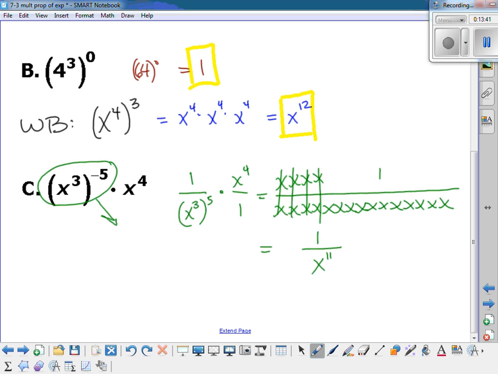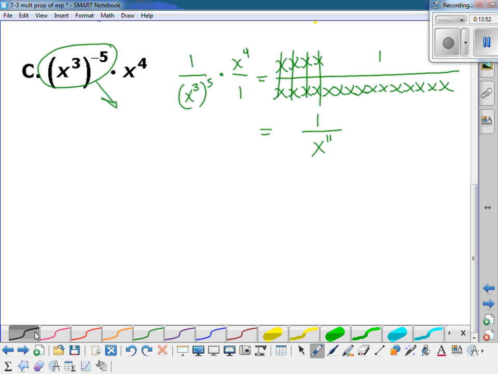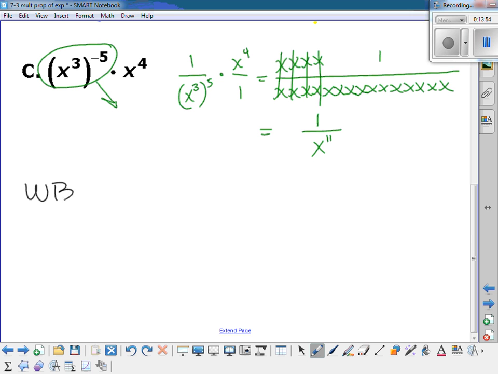Okay? So again, if you can figure out some shortcuts, I'm okay with you using them. But if you want to be sure you get it right, go ahead and write it out the long way, and then you won't have a problem, okay? All right, so on your whiteboards, I'm going to have you do that one.